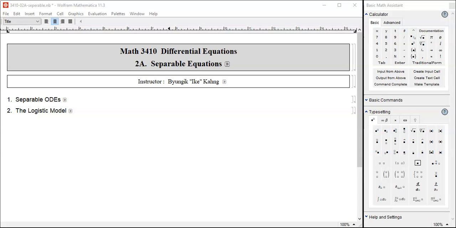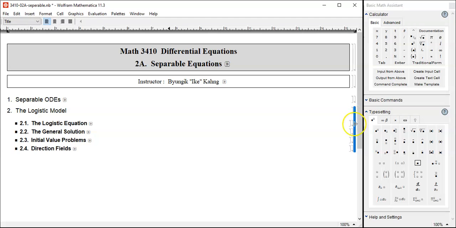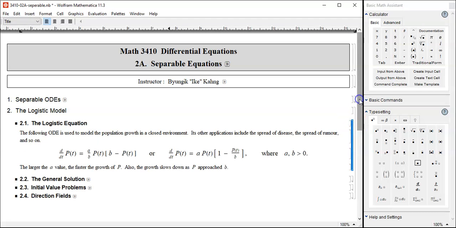Hello students, welcome back. The final topic here is the logistic model. This is an important application and it is being used in a lot of different fields like population growth in a closed environment or disease spreading around in a society, epidemic model, or rumors spreading around in social media and so on and so forth.